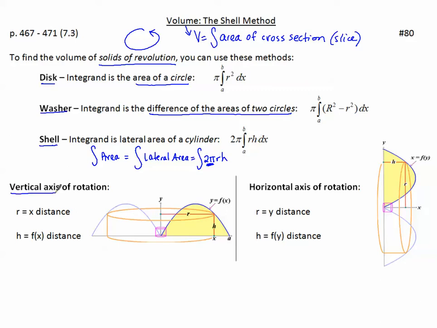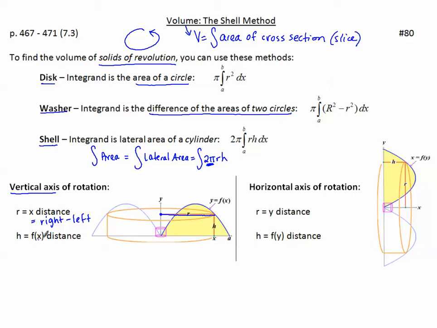If there is a vertical axis of rotation, like in this picture, the radius of the cylinder goes from the axis of rotation out to wherever the function hits. Well, because that is in the x direction, that's the x distance. The radius is the x distance. Now, because it goes right and left, that means we're going to compute that by right minus left, because it's a horizontal length.